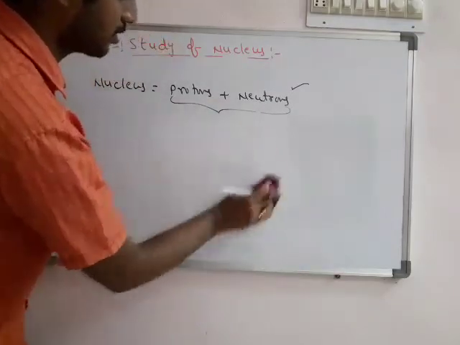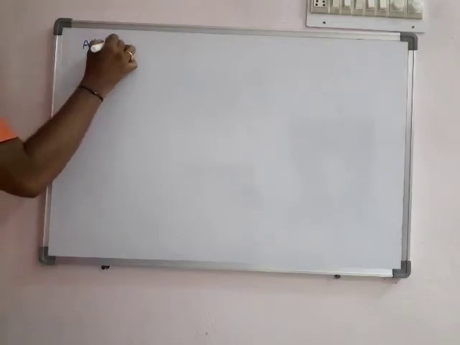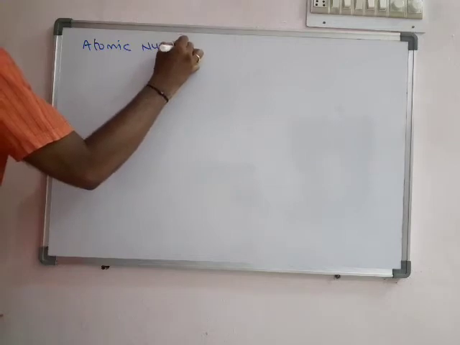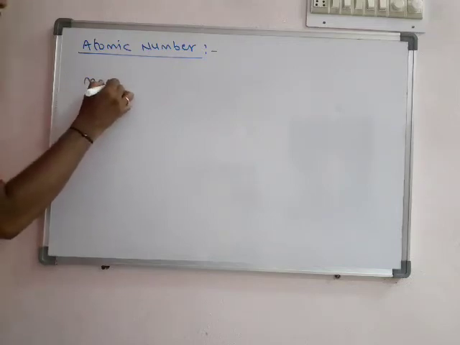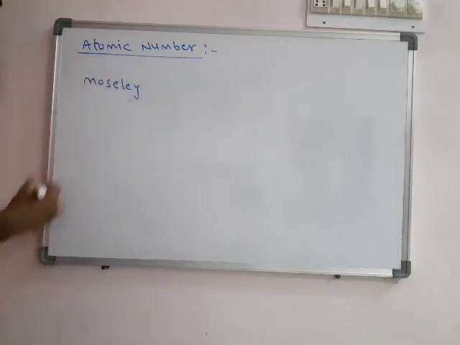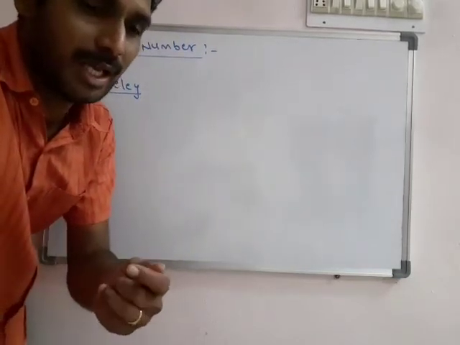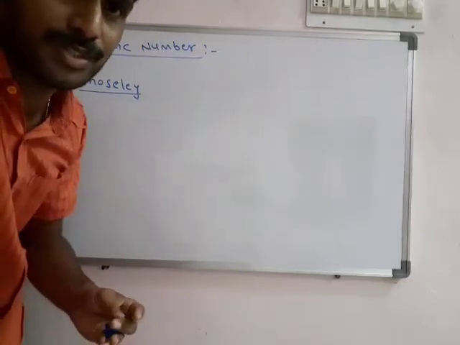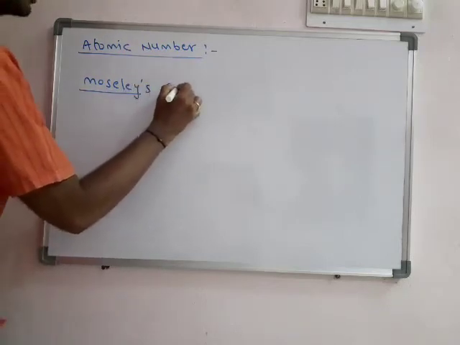Next, what is the importance of this nucleus, and of the protons and neutrons present in it? Based on this we have a concept, that is atomic number. The atomic number concept is very important. It was introduced by Moseley, at first, just at the age of 25 years, with the help of an experiment known as Moseley's experiment.